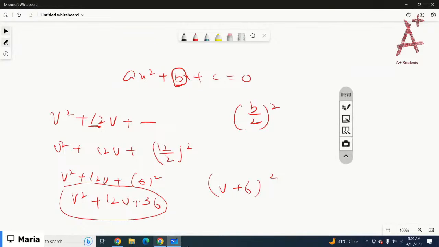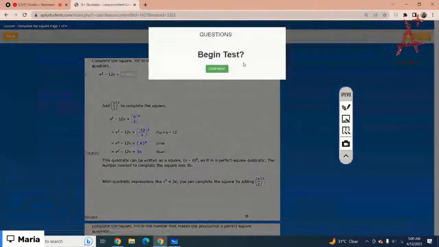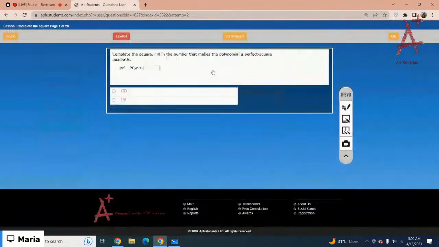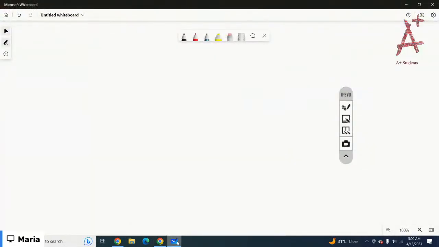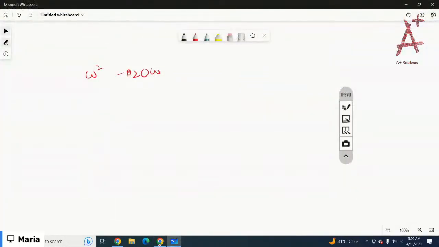Okay, let's just start with the test questions. Okay, it would be w square minus 20w plus the missing number. Got it?